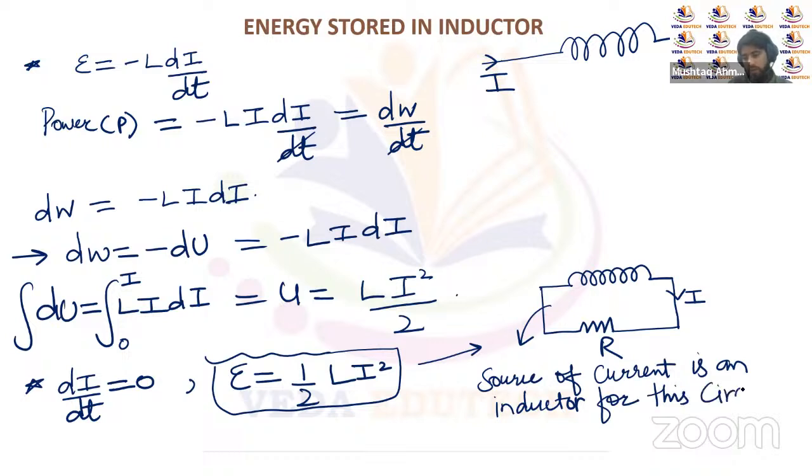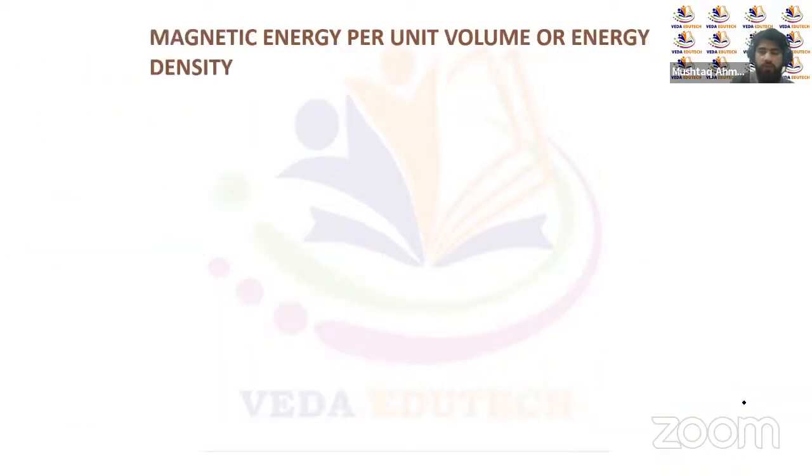For this circuit, the source of energy is an inductor. So this will be the amount of energy stored in this inductor. Now we have to find the magnetic energy per unit volume, also called the energy density stored in an inductor.